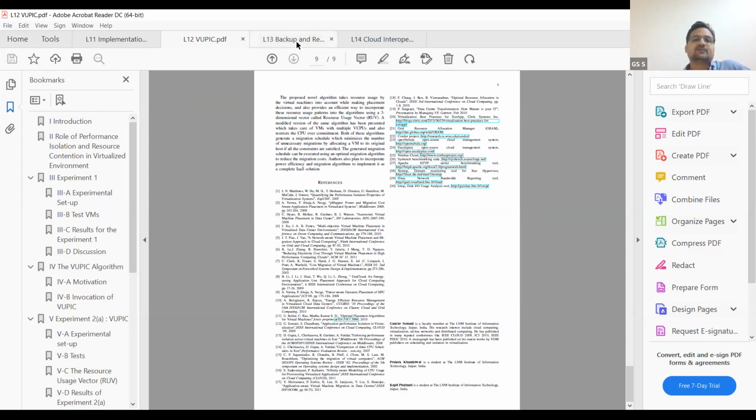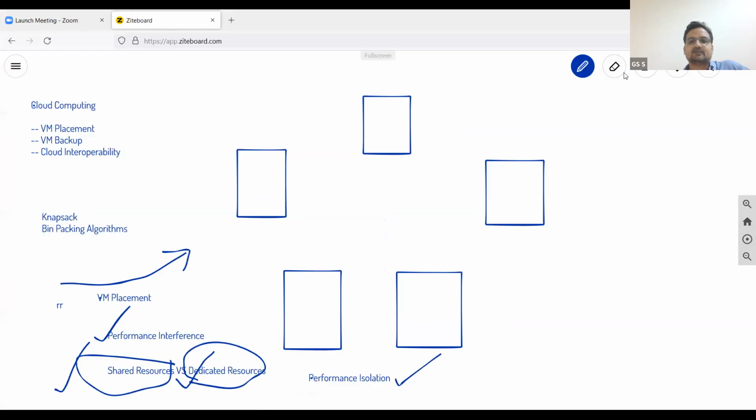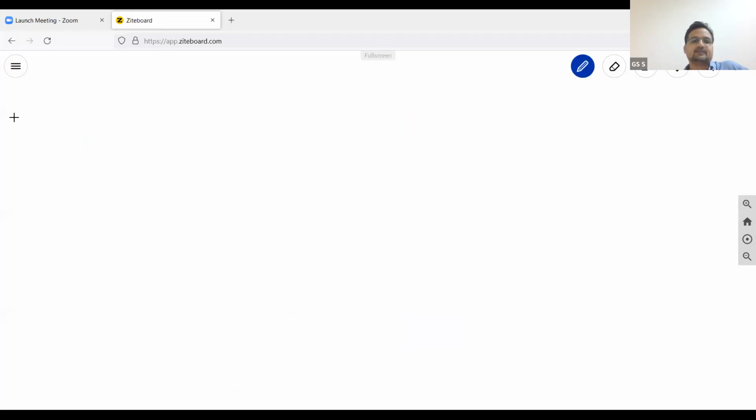Okay, now let me go to the second topic, which is VM backup. So before going on to this, let me talk a bit about what VM backup is and how ideally we take backup.